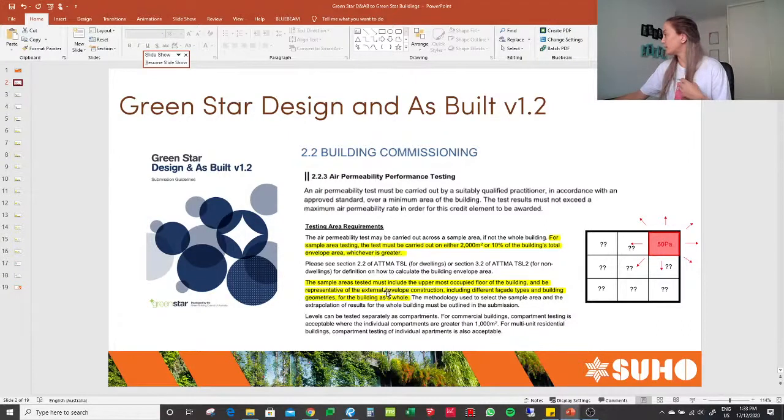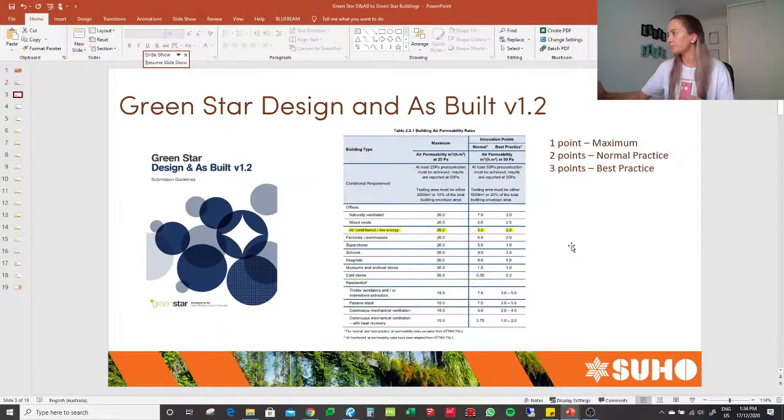You'll see here, sample areas tested must include the uppermost occupied floor of the building and be representative of the external envelope construction. You might recognize this little diagram from a previous presentation I've done, demonstrating what a compartment test is: testing a small amount of the building with the complications of internal air leakage. In the previous tool, we also had the table taken straight out of the ATMA TSL1 standard, and that gave us the guidelines for minimum compliance, normal practice, and best practice. So 1 point, 2 points, and 3 points respectively.